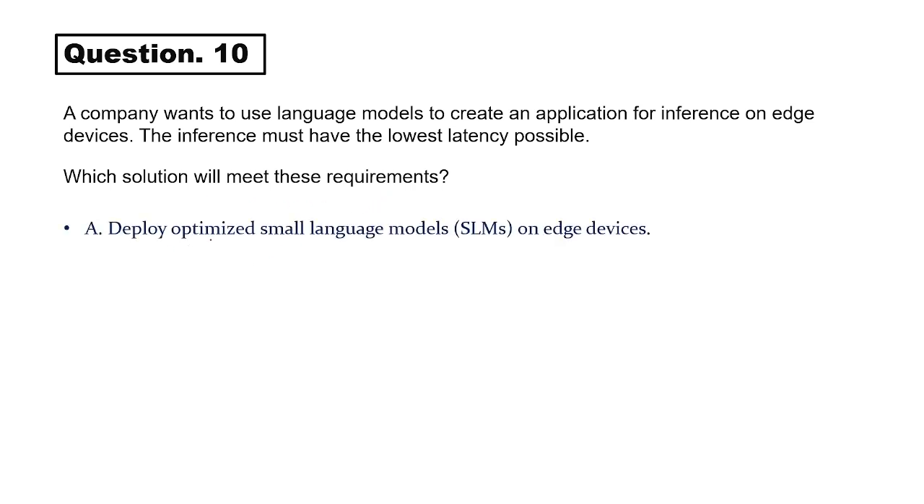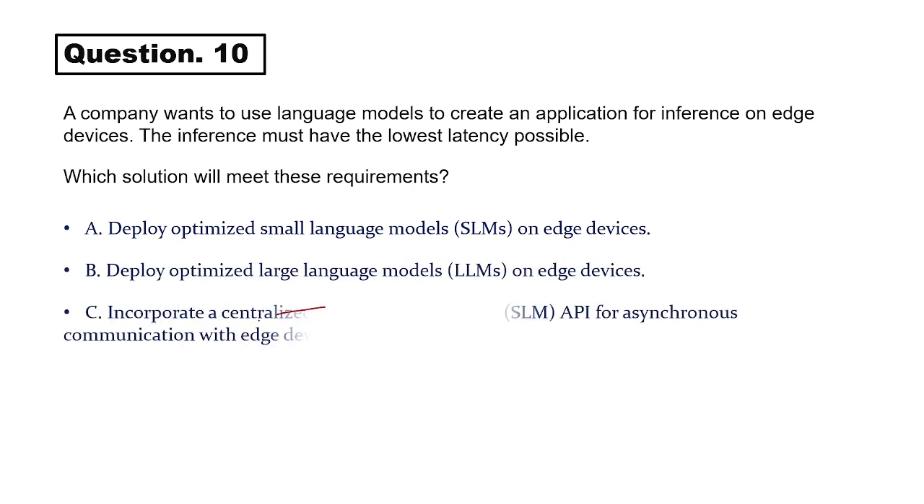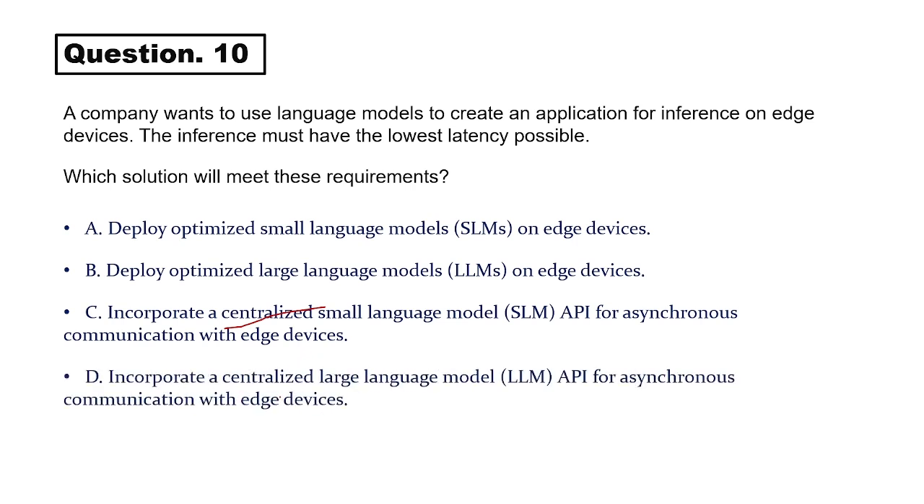Here are the options. Option A, deploy optimized small language models on edge devices. Option B, deploy optimized large language models on edge devices. Option C, incorporate a centralized small language models API for asynchronous communication with edge devices. Option D, incorporate a centralized large language model API for asynchronous communication with edge devices. These are all the options. And what does the question want? To create an application for inference on edge devices, and the inference must have the lowest possible latency. That's it. Now take your time to guess the correct one.